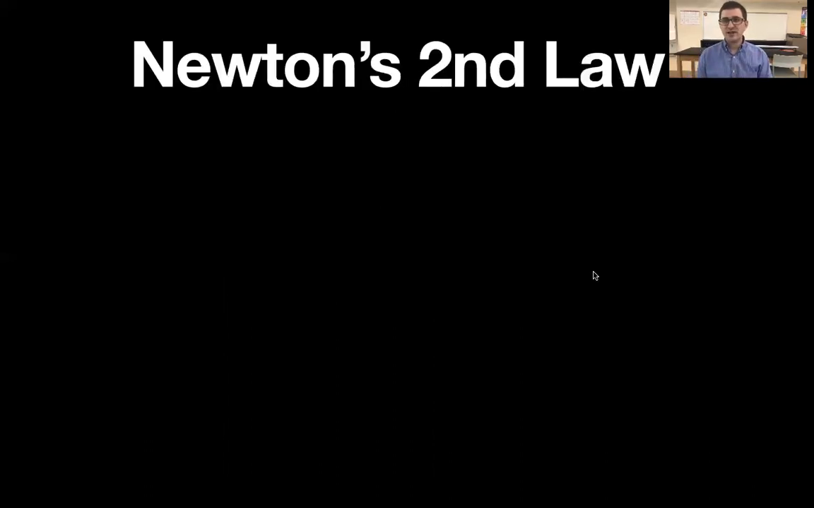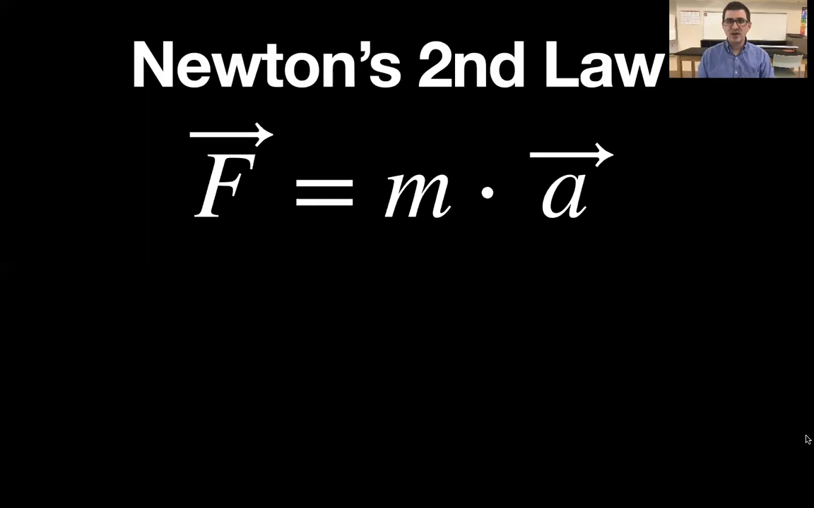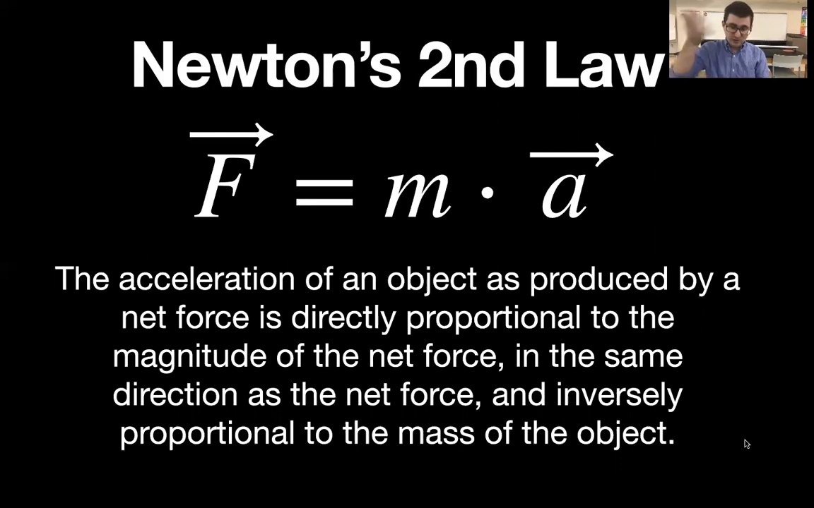Okay, now, Newton's second law. That's the one that we did in class today or yesterday, depending on when you're watching the video. Basically, it's trying to quantify the relationship between force, mass, and acceleration, and it looks like this. Notice that we have the vector signs on force and acceleration, because if we read this whole paragraph, the acceleration of an object as produced by a net force is directly proportional to the magnitude of the net force and in the same direction as the net force. That's what the arrows show. They're vectors, and they show that this vector is in the same direction as this vector. And it's also inversely proportional to the mass of the object.